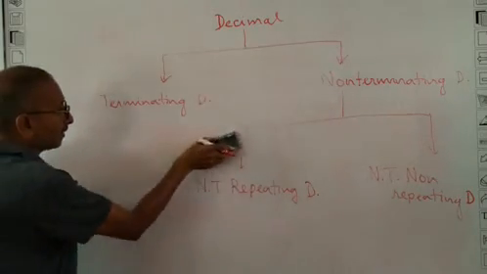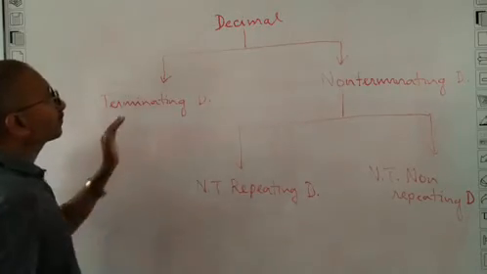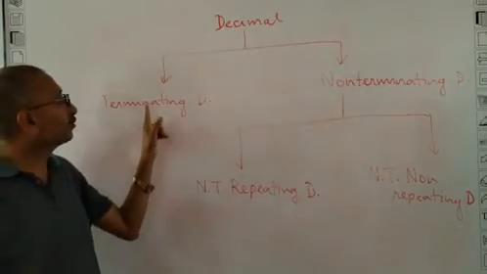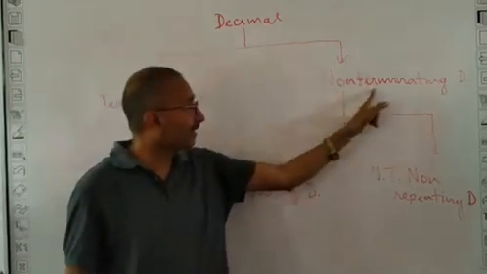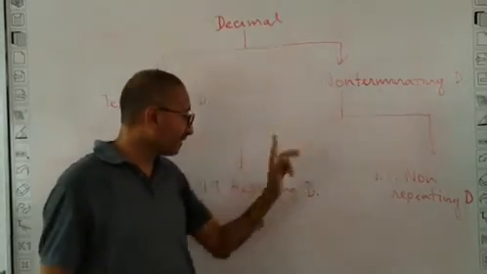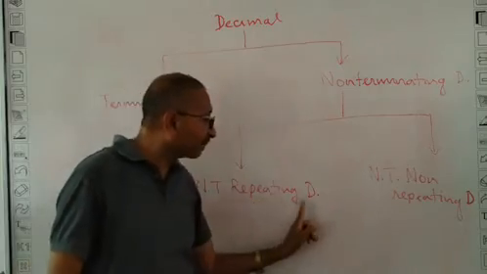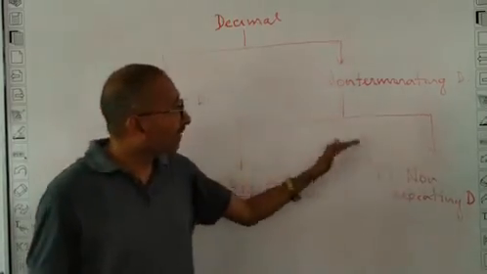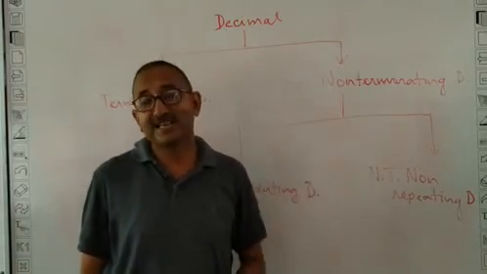So here I stop today. Once again, there are two types of decimal, terminating and non-terminating. Again, non-terminating decimals are of two types: non-terminating repeating decimal and non-terminating non-repeating decimal. After that, we will learn what an irrational number is.